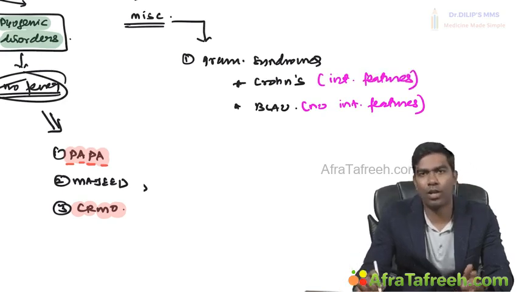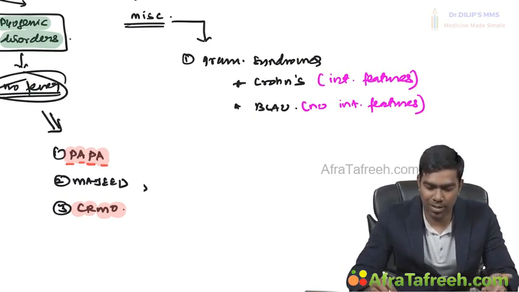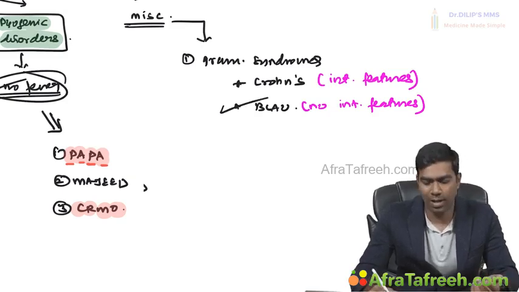So both are due to NOD2 mutations, CARD15 mutations. But Crohn's is typically having intestinal features. That's what Crohn's is all about. But Blau is having almost every single feature of Crohn's, but there will be no intestinal features. That's what Blau is about. Both are autoinflammatory syndromes. Both are due to NOD2, CARD15 mutations.